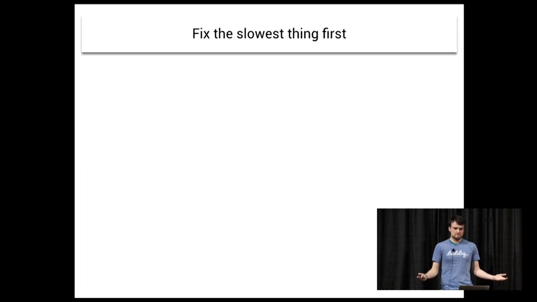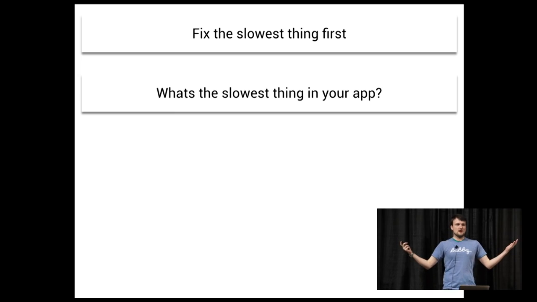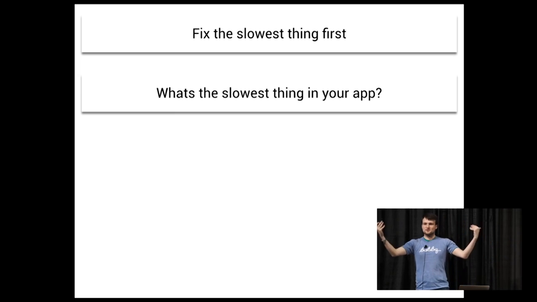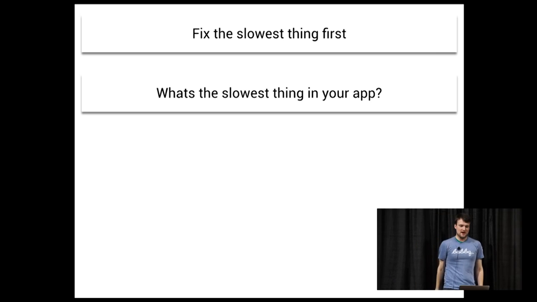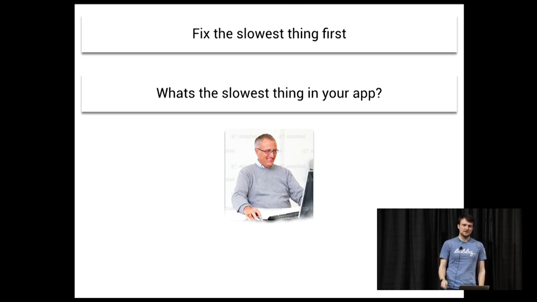So with that, what's the slowest thing in your app? Call it out. What's the slowest thing in your app? Anybody? Your apps are all super fast? All right, great, because you're wrong. There is a slowest thing in your app. The slowest thing in your app is your user.